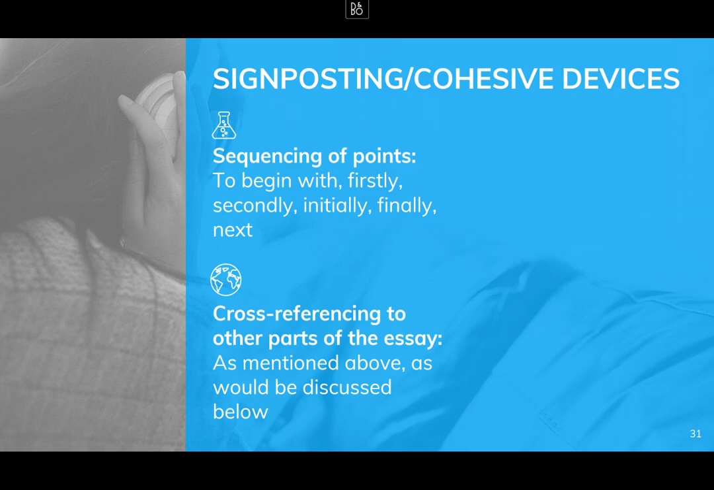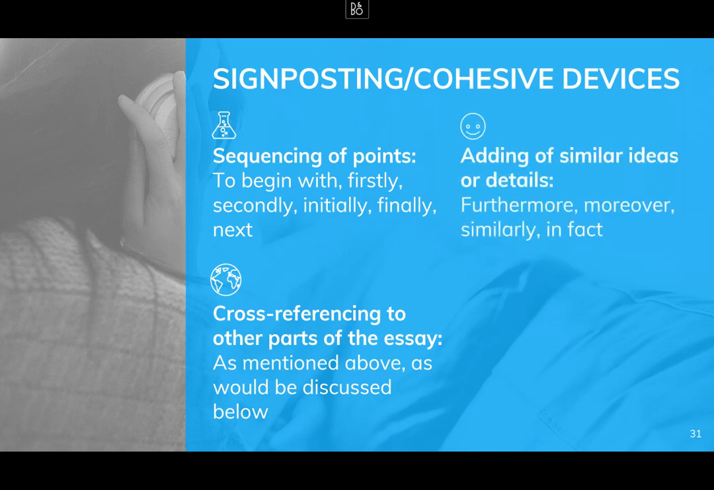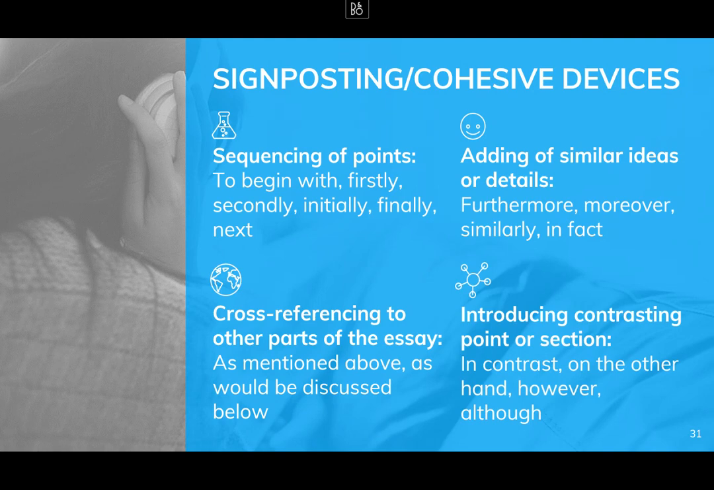All right. Now, you could also be cross-referencing to other parts of the essay, for example, as mentioned above, or as I will discuss below. Okay, you could also be adding similar ideas or details, for example, furthermore, moreover, similarly, in fact. Okay, or you could be introducing contrasting points or sections. You use words like in contrast, on the other hand, however, although, yet. Okay, now all these you need to learn how to use at the right points of your essay such that they tie up your entire essay together.